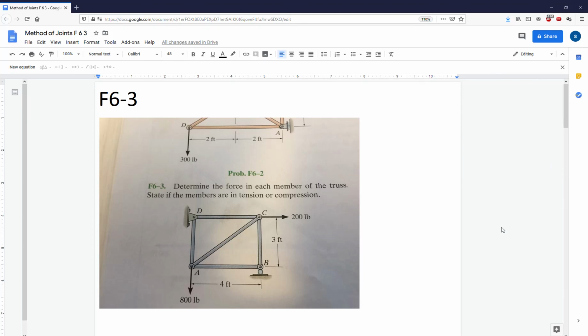Problem F6-3. Determine the force in each member of the truss. State if the members are in tension or compression. Please follow along in your textbook.